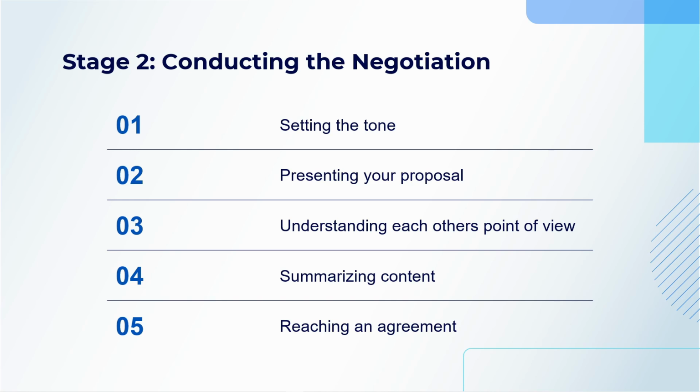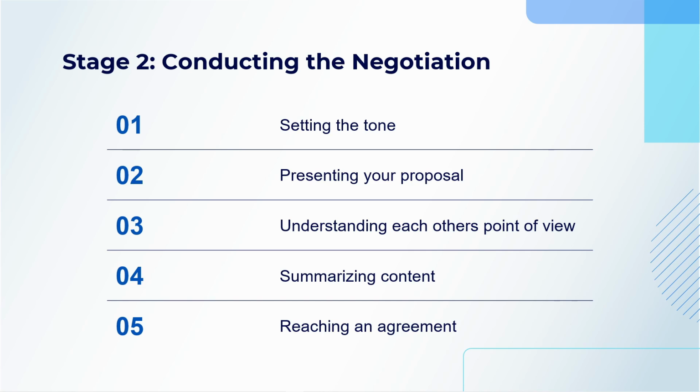Conducting a negotiation involves: 1. Setting the tone, which means establishing a positive, respectful atmosphere to encourage open communication. 2. Presenting your proposal. Clearly explain your ideas, goals, and the benefits of your proposal. 3. Understanding each other's point of view. Actively listening to the other party's perspective and concerns.